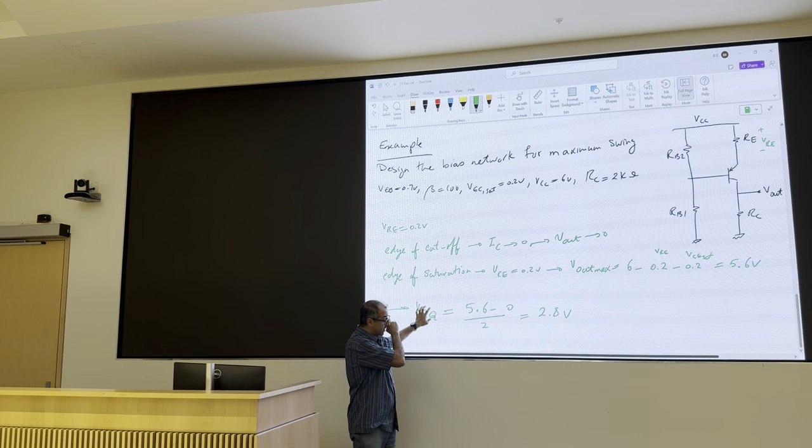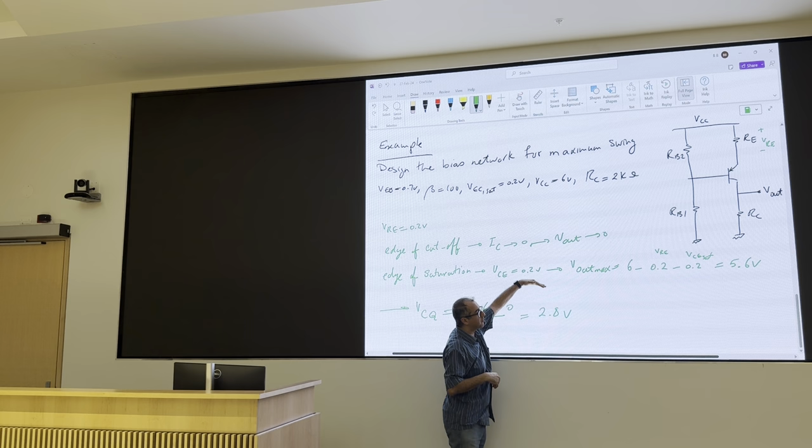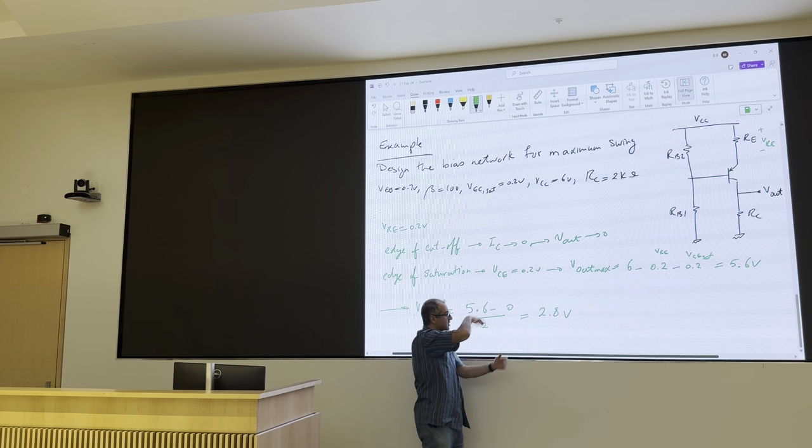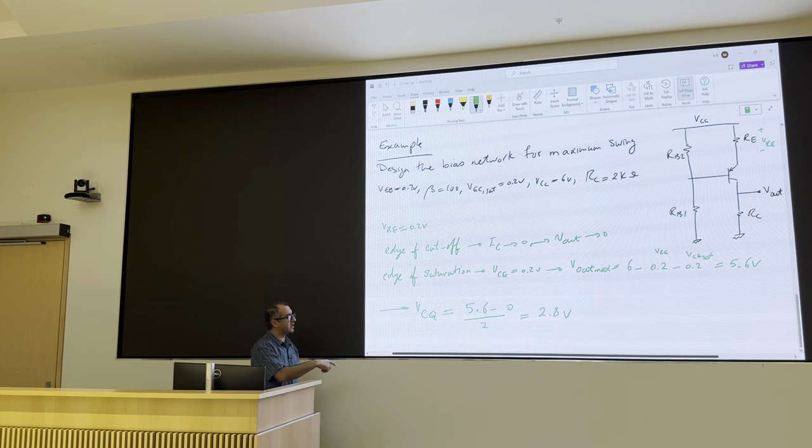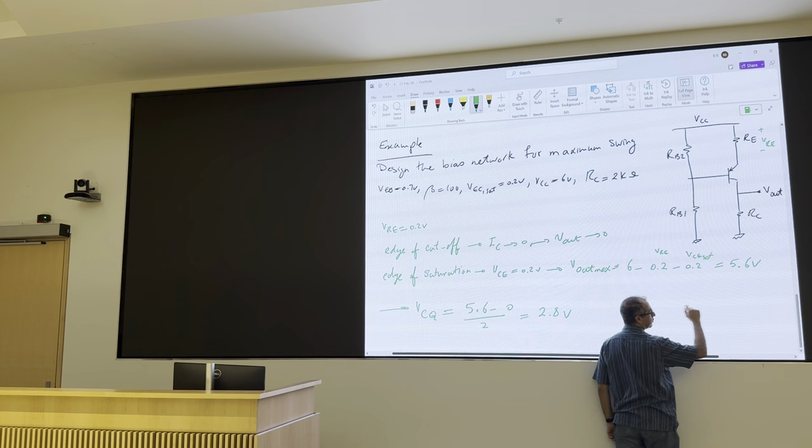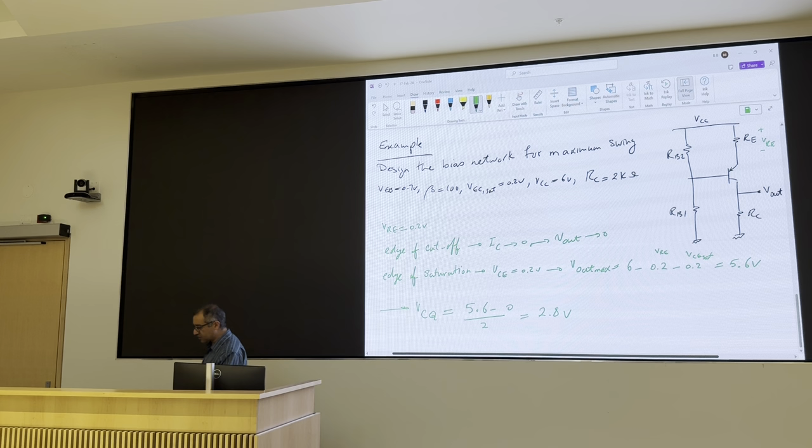If it is sitting there, it can go down by 2.8 volts, then I hit cutoff. It can go up by 2.8 volts, and I hit saturation. It's right in the middle. So this is the largest signal I can have. Peak to peak is 5.6, so I can have a 2.8 volt peak sinusoidal. Average is 2.8, maximum 5.6, minimum 0. Okay, so I figured out my V out at the operating point.